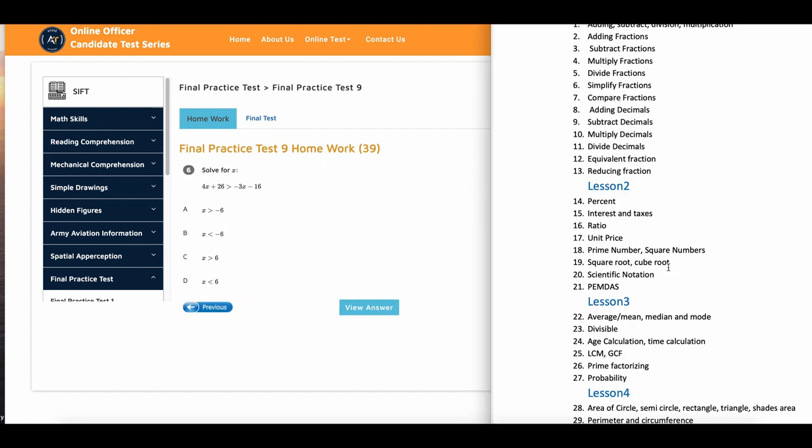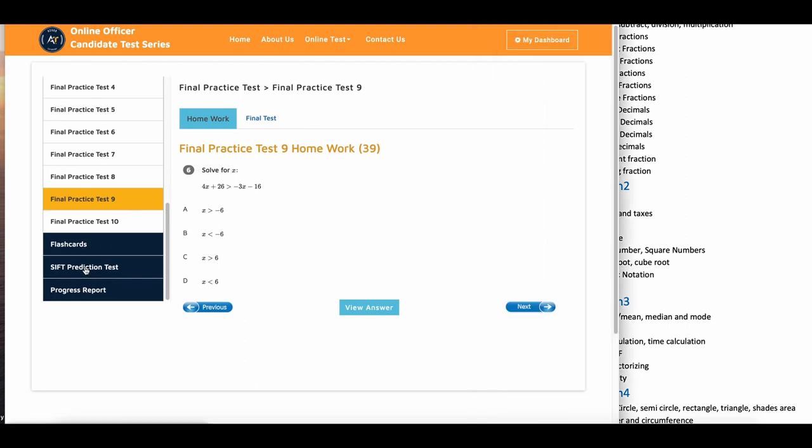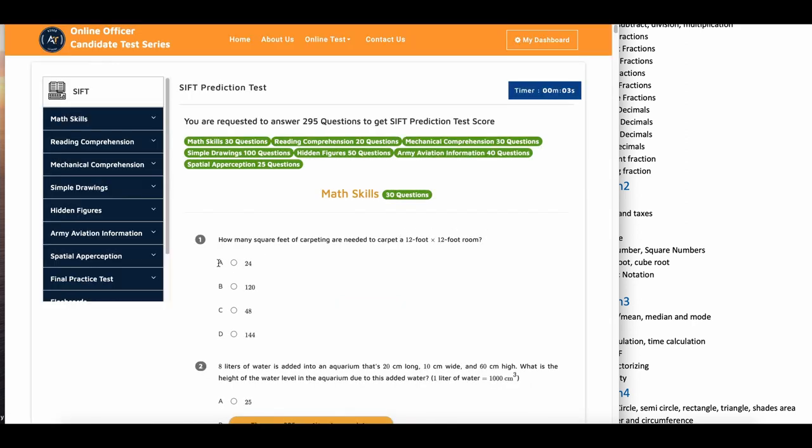So if you have any questions, just put them in the comment below, or you could download our application. If you go to the App Store and search for SIFT Tutoring, you'll see our application. Download the application and practice. And another important part we have here is the SIFT prediction test. So this prediction test kind of tells you what might be your score if you go to your recruiter's office and take the test, right?